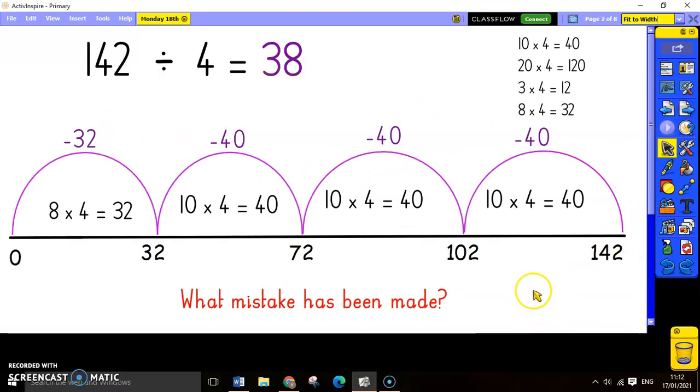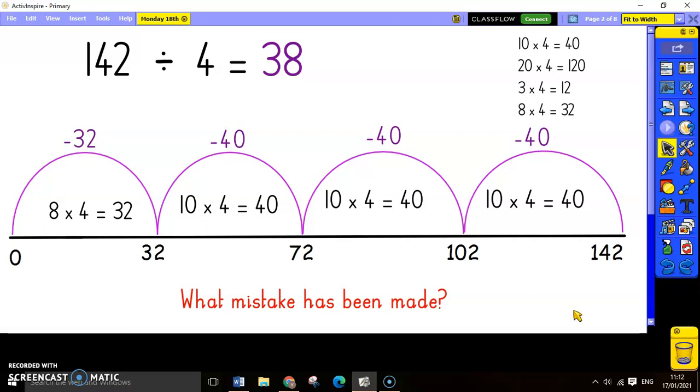Okay, let's have a look at the second one then. So there's another one for you to have a look at. So again, have a look. This person's been having a good go at their chunking. 142 divided by 4 equals 38. What mistake have they made this time? So pause now, and then you can have a look and see if you can spot the error.